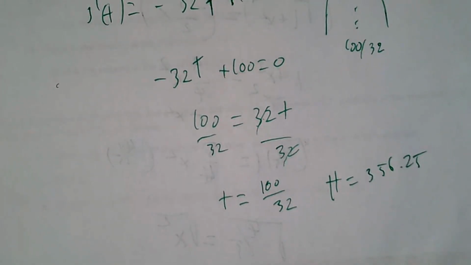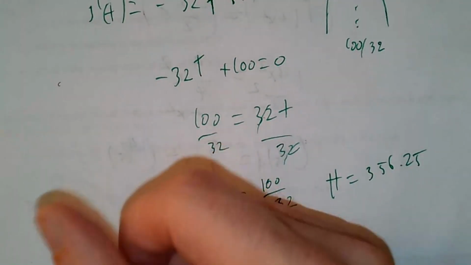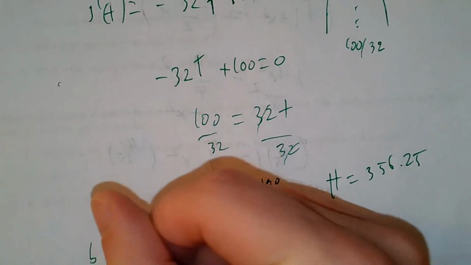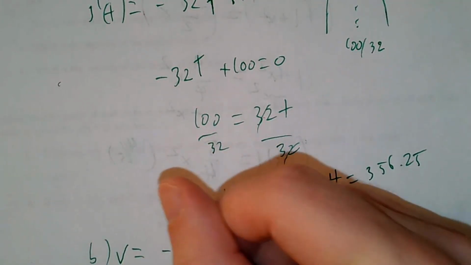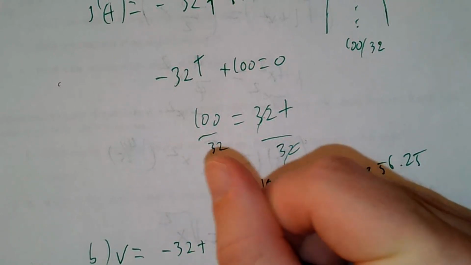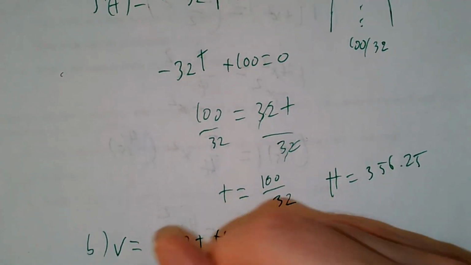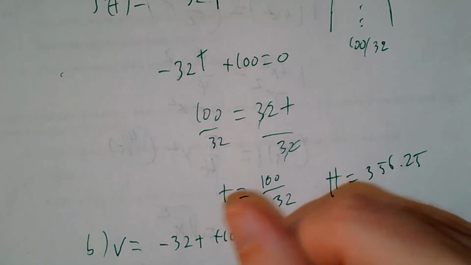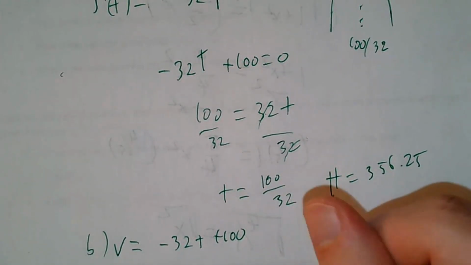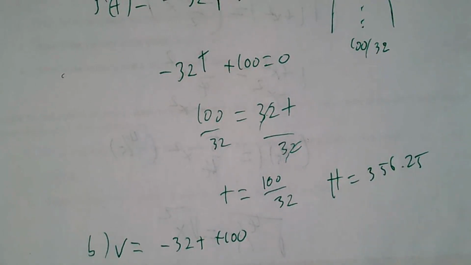B. So okay, B is easy. We have velocity. Velocity equals negative 32t plus 100. So what does it equal when it's 2? Just plug in a 2. It's negative 64 plus 100 equals 36 meters per second.